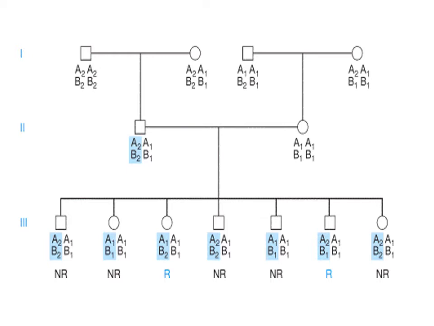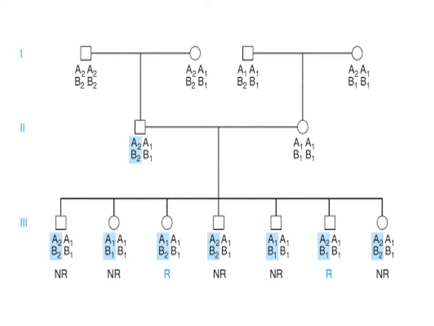So starting with the dad in generation 2, we can see that he is actually something called phase known because we have information from his parents. We know that his genotype is A1, A2, B1, B2, but without looking at the parents, we don't know which A goes with which B. But fortunately, we have parent information, so we can easily determine that.